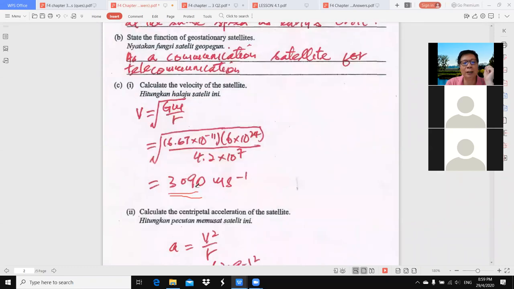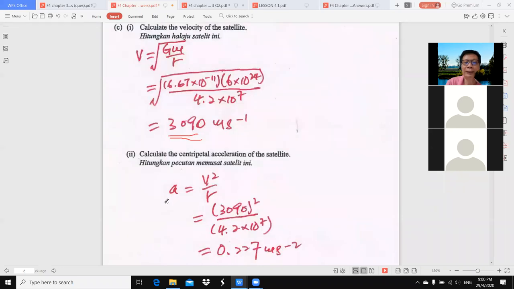Calculate the centripetal acceleration. Just remember the formula, you also learned it in lesson 2. Anything turning around must have centripetal acceleration. This is the Earth, and the satellite is turning around it, so you will have this centripetal acceleration. The formula is v squared over r, the square of the velocity over the distance. Just put the values inside and calculate.